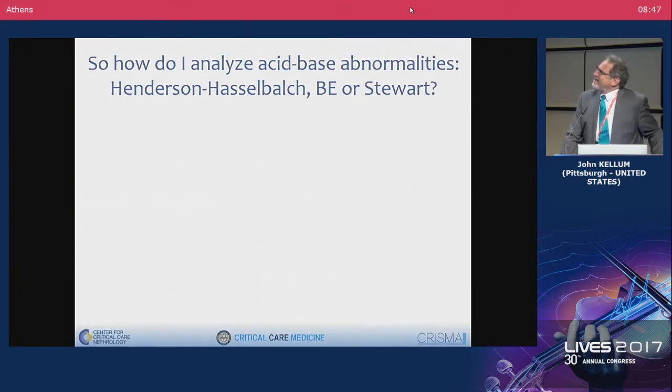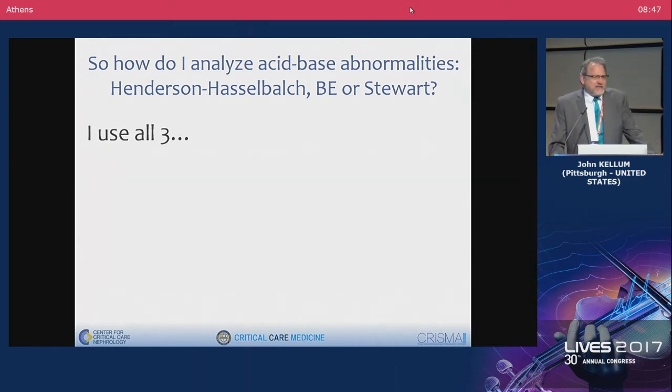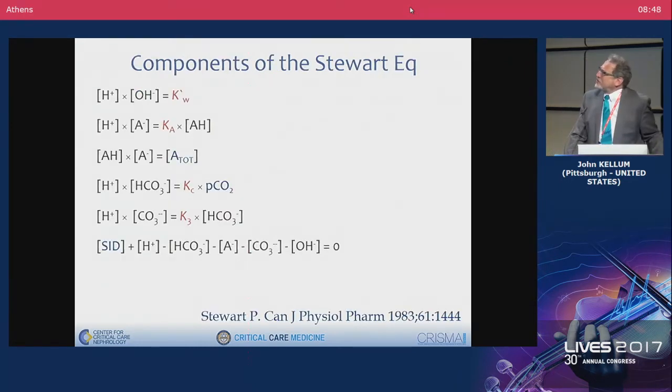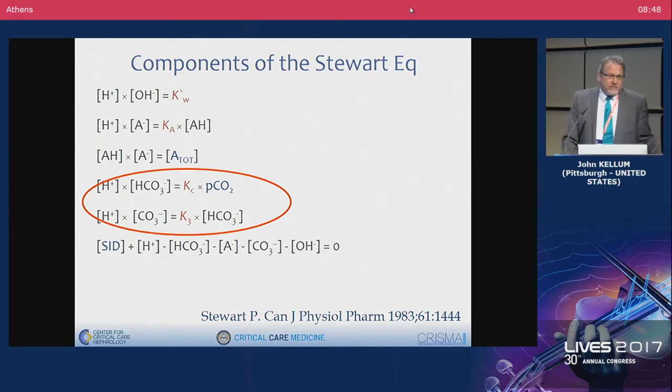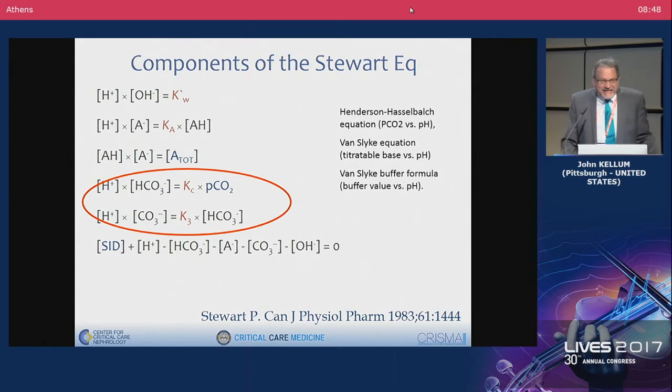So how do I analyze acid-base abnormalities? Well, I actually use all three. I think of this not as either or, but together. And the reason for that largely is that the components of the Stewart equation that I just showed you actually include both the Henderson equation, which if you apply the pH notation of Sorensen, you get the Henderson-Hasselbalch equation, and the bases, if you will, for base excess, the Van Slyke equations, which are shown for you there.